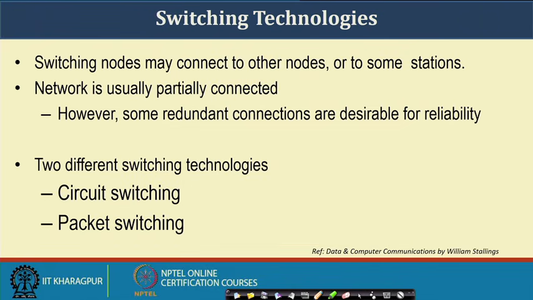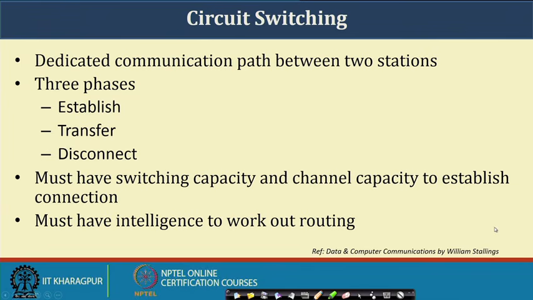So, two predominant switching technologies are there: one is circuit switching, one is packet switching. As the name suggests, circuit switching is establishing a circuit or connectivity between the source and destination. Whereas packet switching means that the data from the source station can be divided into different packets, which are transmitted through this switched network to the destination. We will try to see both quickly.